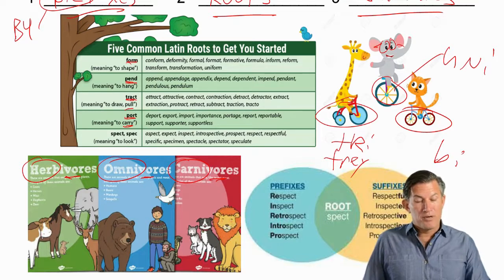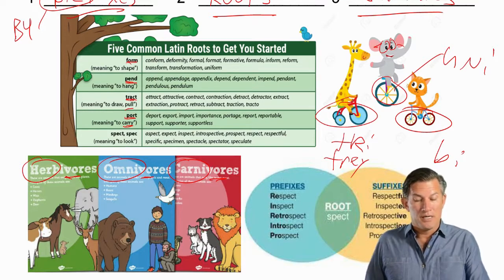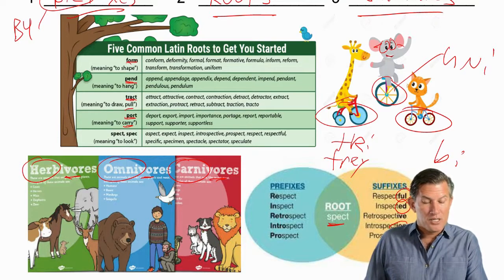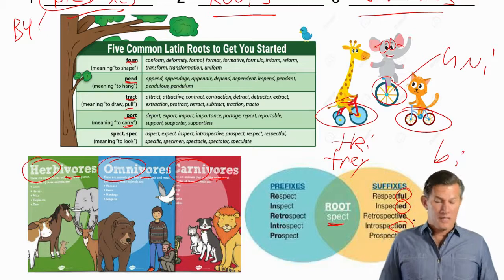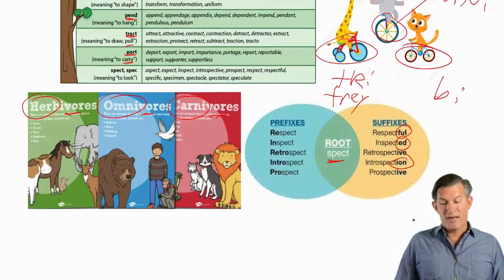Okay, so you've got prefixes and roots. And so for spect, which means to look, you can respect or inspect, but you can be respectful and inspect it. Like I said, the suffixes are the easiest ones. Full means full of. Ed means it happened in the past. Shun is always a thing, always makes it a noun.